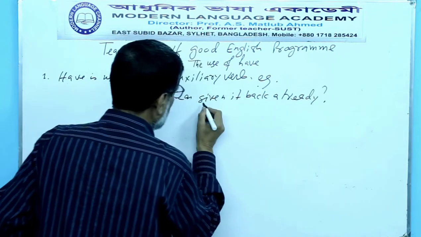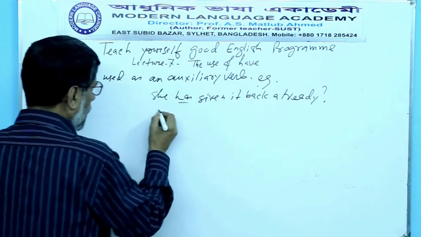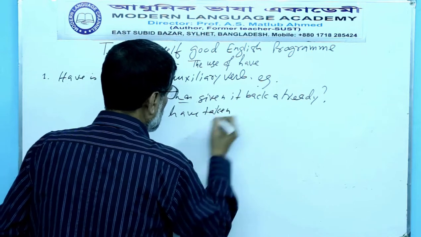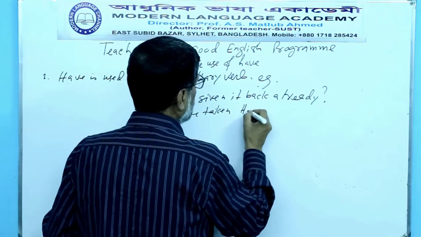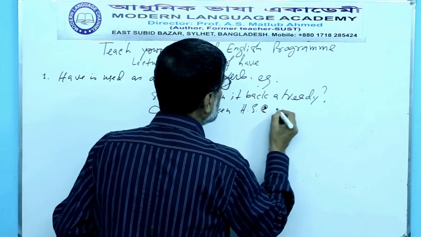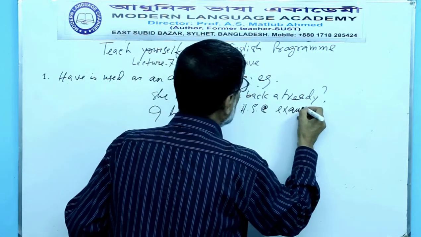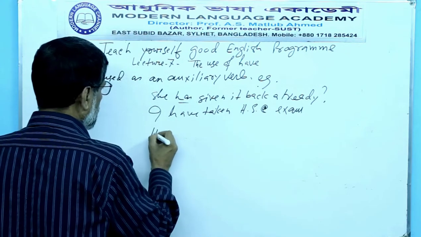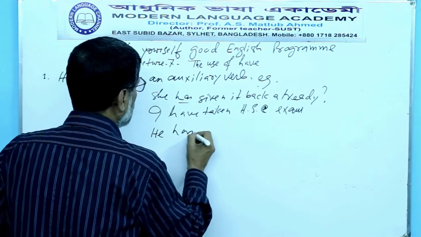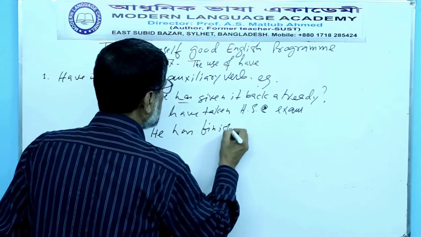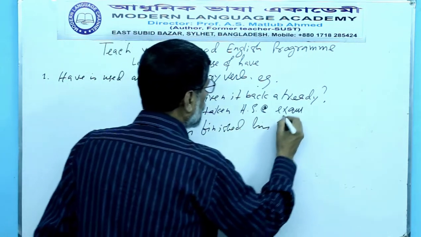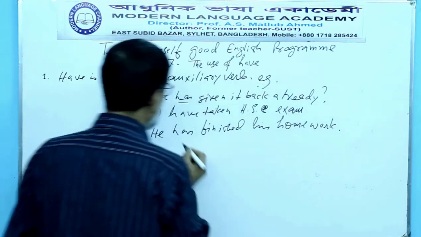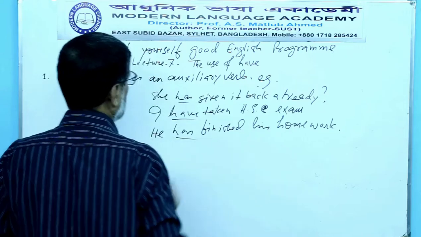R-E-A-D-Y. This one is auxiliary verb. I have taken HSC exam, higher secondary certificate exam. I have taken MSc exam. He has finished, F-I-N-I-S-H-E-D, finished his homework. Shree school er porar kaj shesh koreche, homework. So this have is auxiliary verb, this has is auxiliary verb.